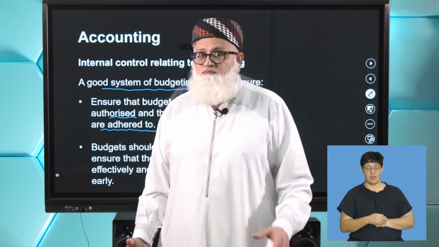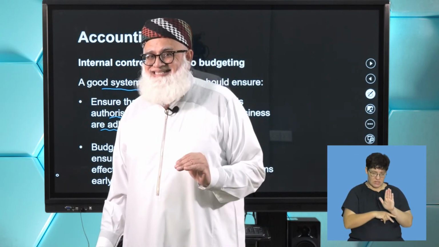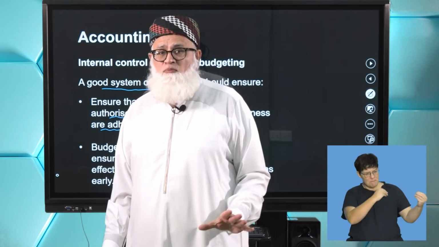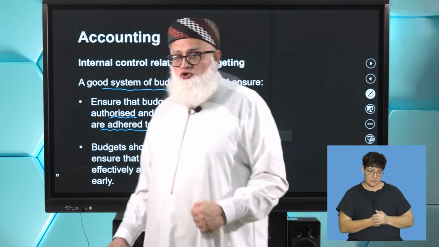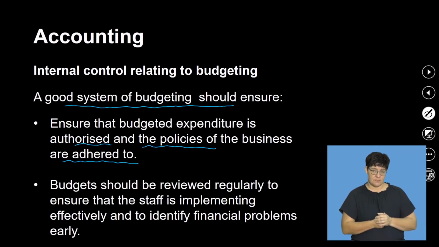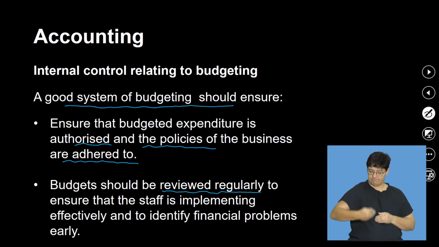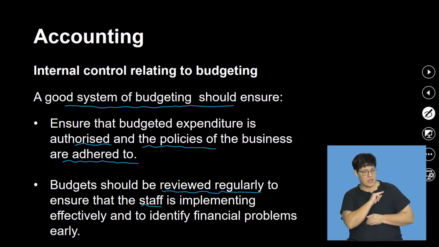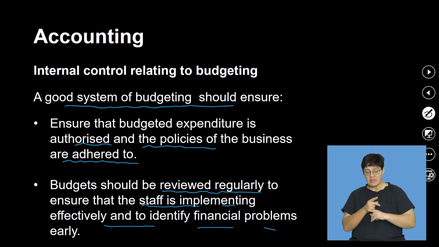Because obviously that is tantamount to fraud, okay? And therefore, the budget should ensure that we follow policies. Remember, we have policies in our business, and we must follow those, we must adhere to those policies. Budget should be reviewed on a regular basis to ensure that the staff are implementing it effectively and to identify financial problems early.